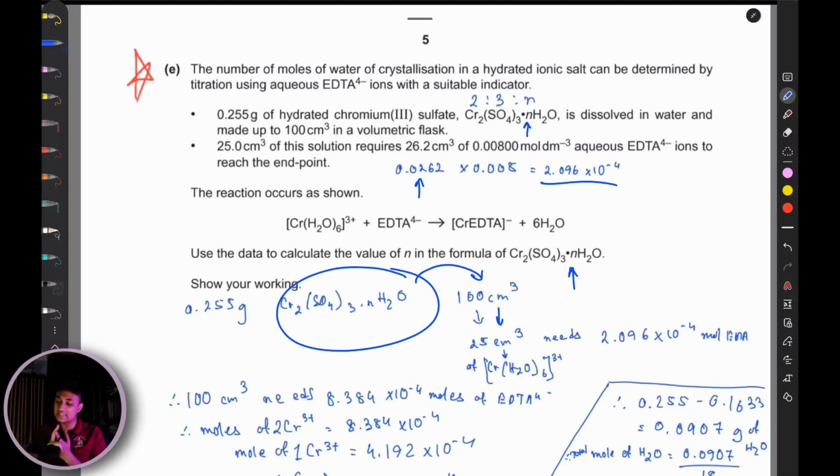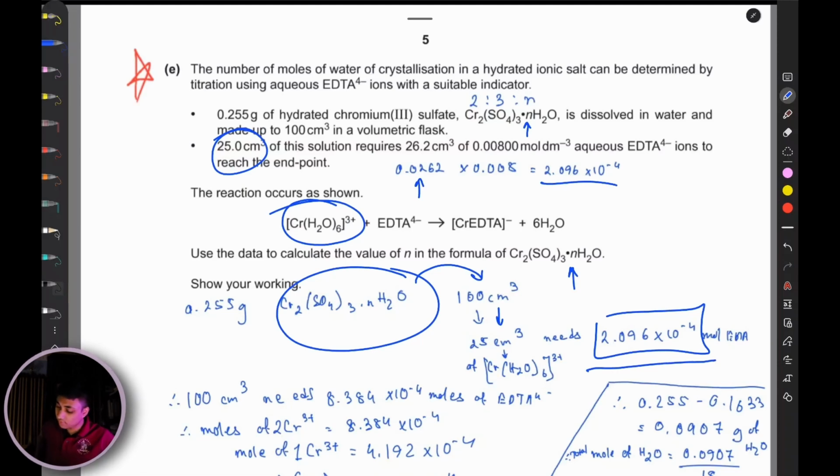That is the moles of EDTA or indicator you need to go through ligand exchange reaction with 25 cm³ of the salt solution. Hence, if I need these many moles of EDTA to convert how many moles of your hydrous chromium ions, you will need exactly 2.096 × 10^-4 moles, right? Why, you ask? Because the ratio is 1:1.